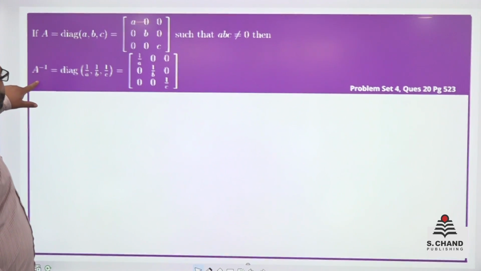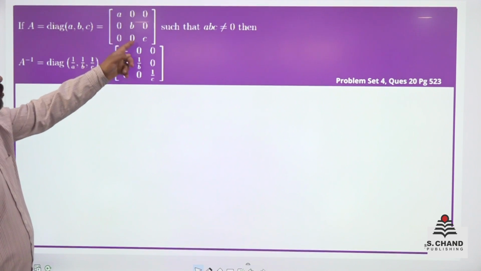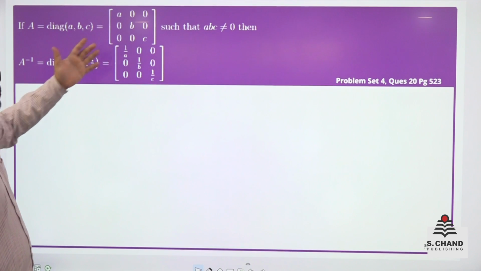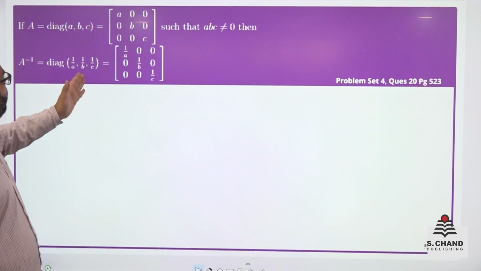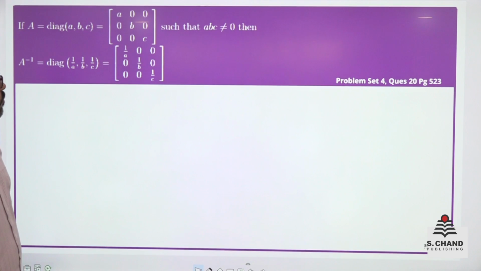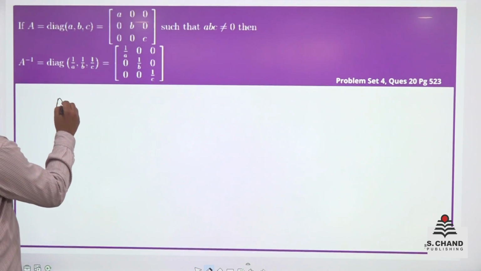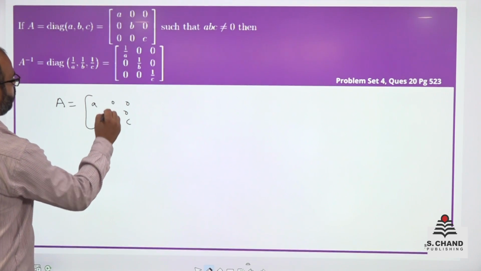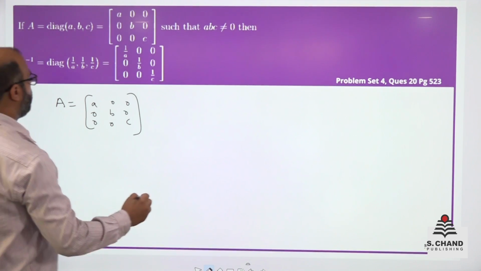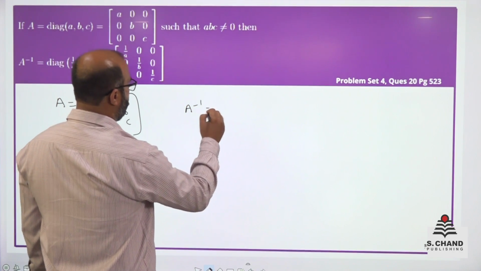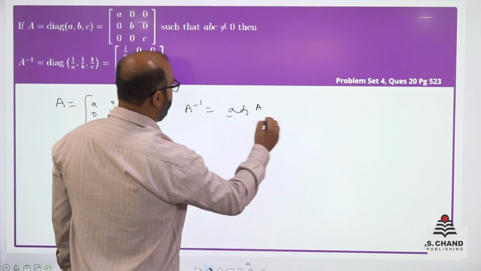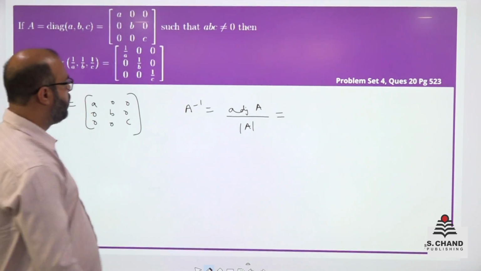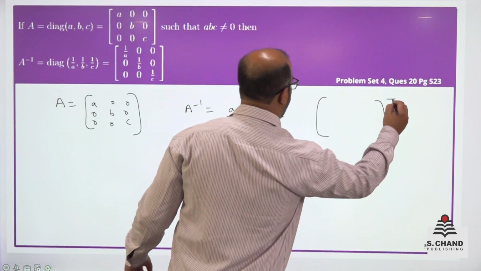If A is equal to diagonal ABC, where these are the elements of this matrix, such that ABC is not equal to 0, that is A, B, C are all non-zero values, then A inverse is diagonal of 1 by A, 1 by B, 1 by C. This you have to prove. So A is equal to, it is given, A, B, C on the diagonal and 0 elsewhere. Now A inverse is equal to adjoint of A by determinant of A. This we know. What is the adjoint of A? It is the transpose of the cofactors.